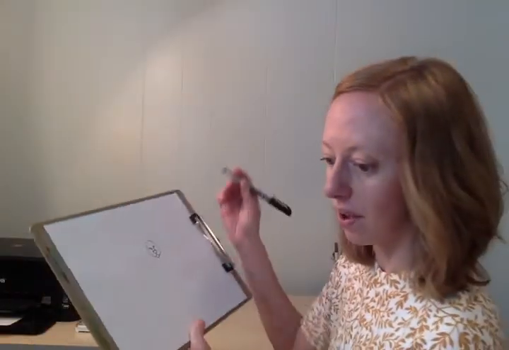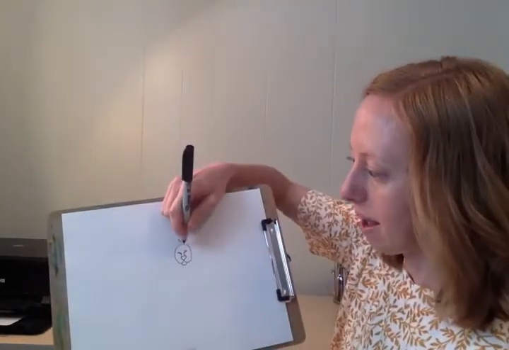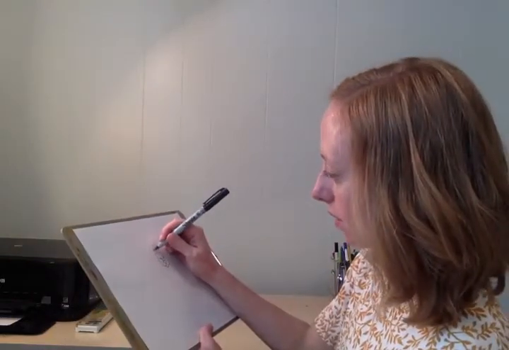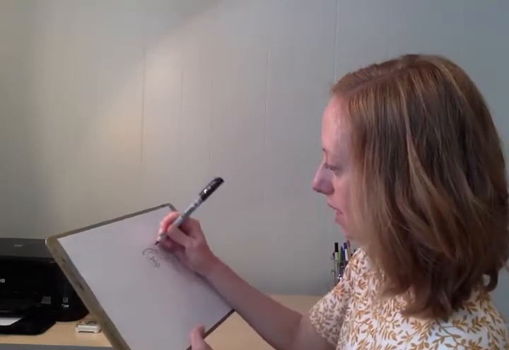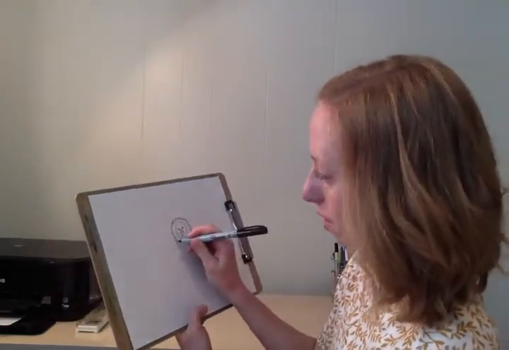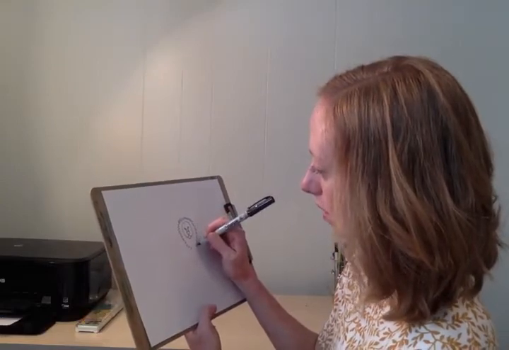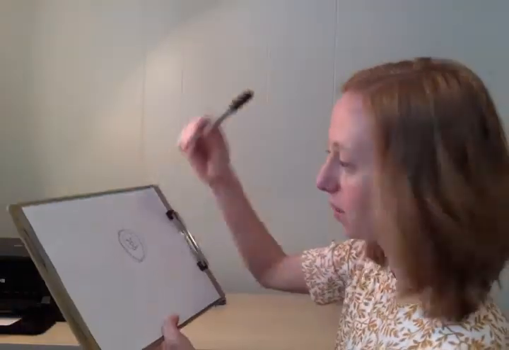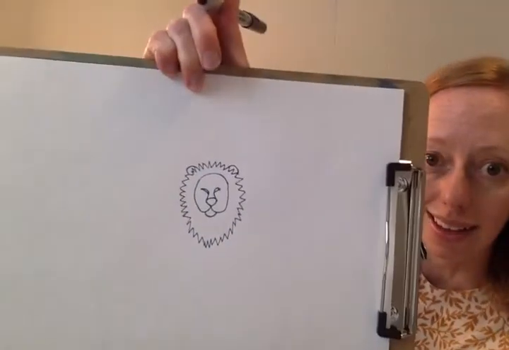Okay, next we'll do the mane. So it's going to look a little shorter. I moved my pen up a little bit from the face and I started doing these zigzags, and they're a little closer to the face up here. And then as we go down to the side, the zigzags might get a little farther away, and especially at the bottom where they hang down, they're longer like this. Okay, there's the mane, and then we'll get to see some ears poking up like that.